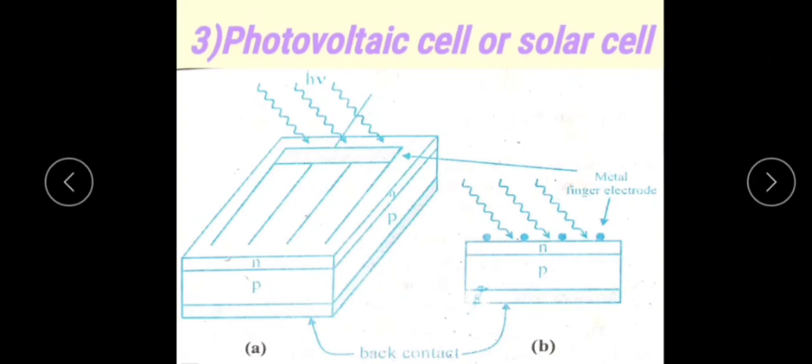Thus, it is a device which converts solar energy into electrical energy. You can define it like this: this solar cell or photovoltaic cell works on the same principle as that of the photodiode, but no external bias is applied, and the junction area is kept much larger for solar radiation to be incident.